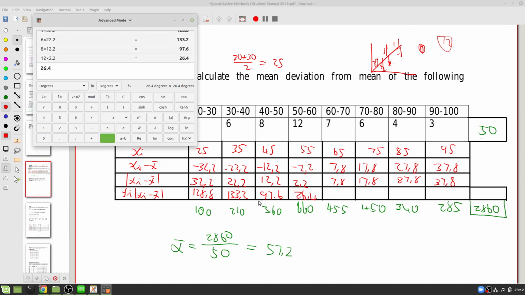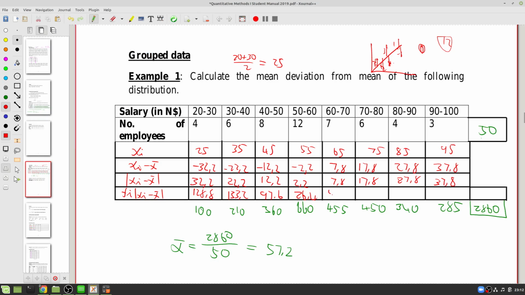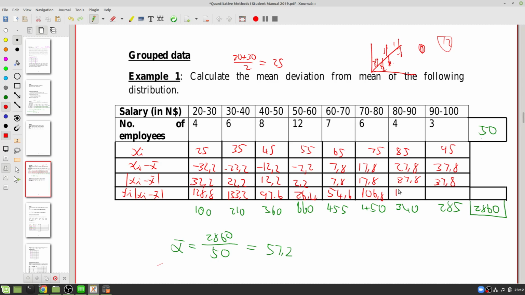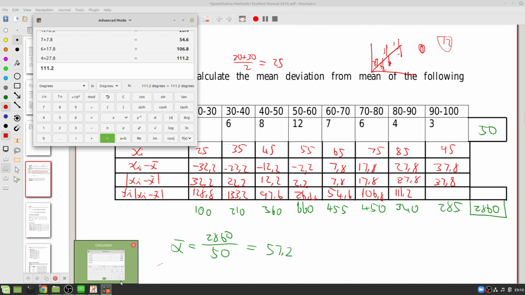Then we've got 7 times 7.8, that's 54.6. So you can see this takes quite a bit of time to do these things. The only good thing is it's not difficult, it's pretty easy. So that helps a lot. 106.8, and then 2 more to go. 4 times 27.8, 111.2, and the last one is 3 times 37.8, which is 113.4.